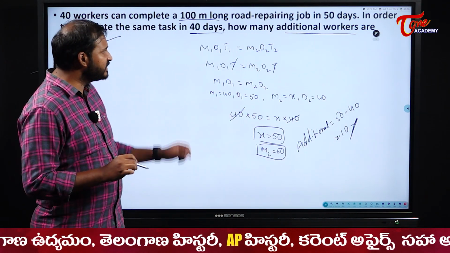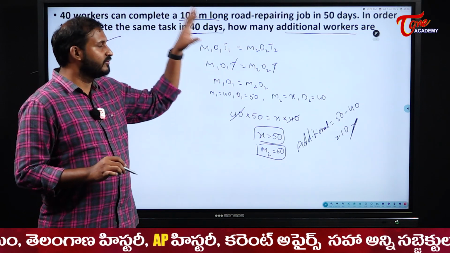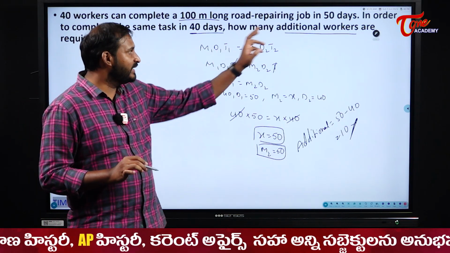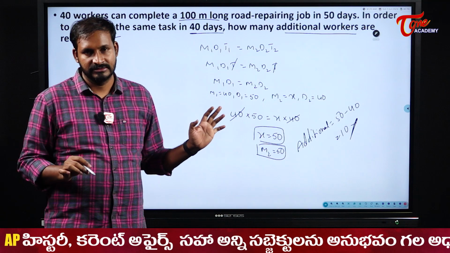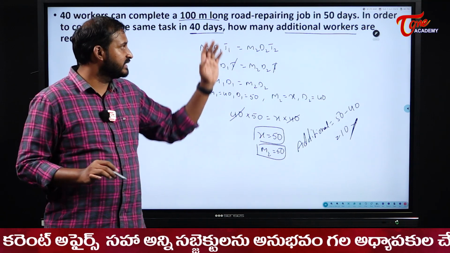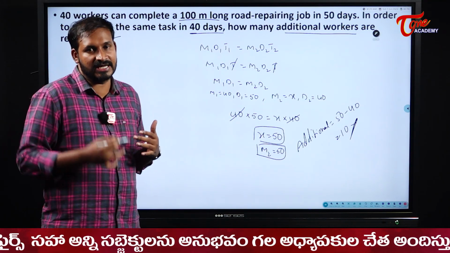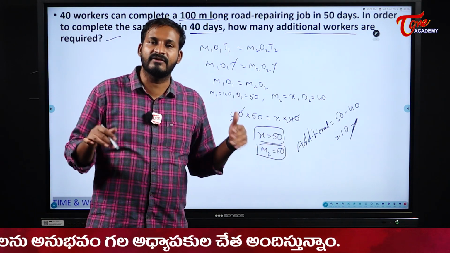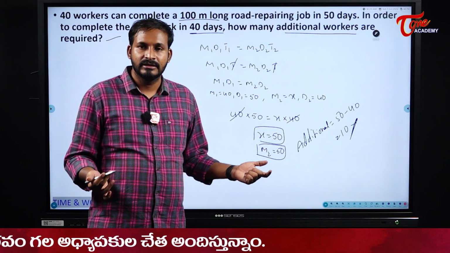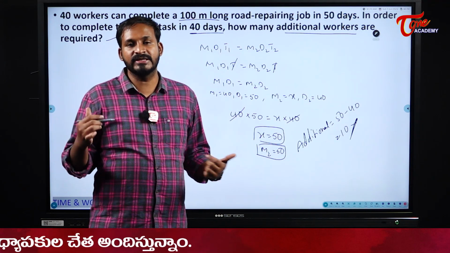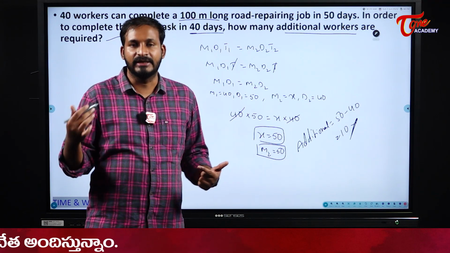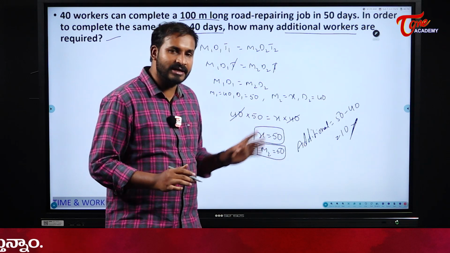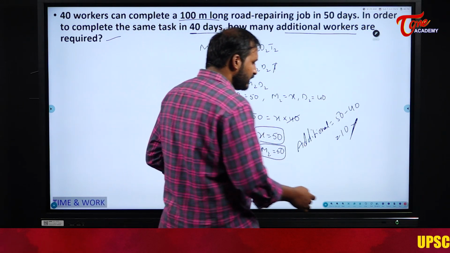Okay, understood. Please be careful, students. In these cases, you will solve the complete answer, but please check what they have asked. Here they are asking how many additional workers are required. We came to know that in the second case, to finish the job in 40 days, we require 50 workers. But already we have 40. That means how many more do we require? We require 10 more workers. So our answer here becomes 10. Okay, next one.